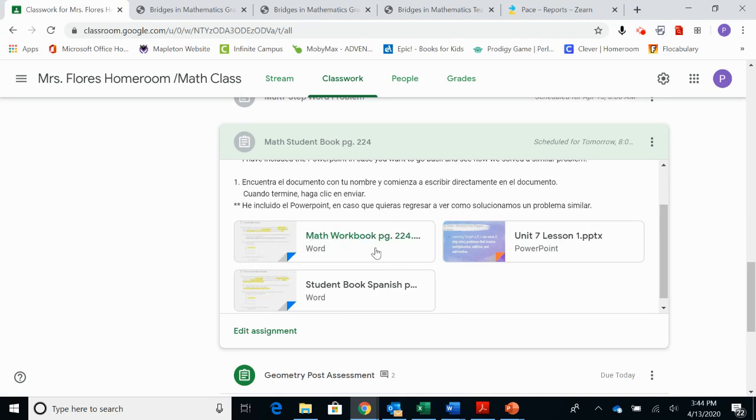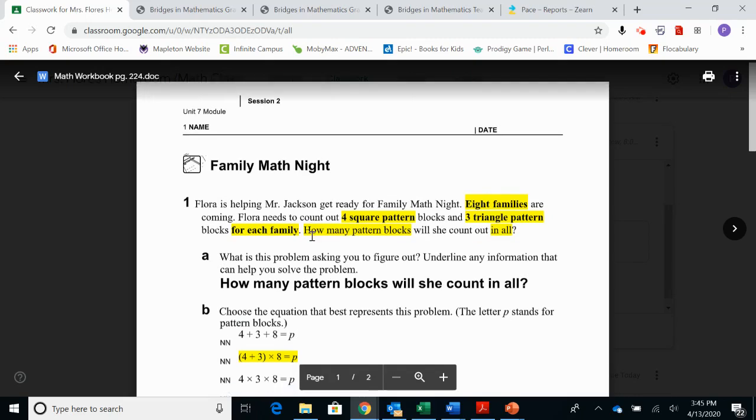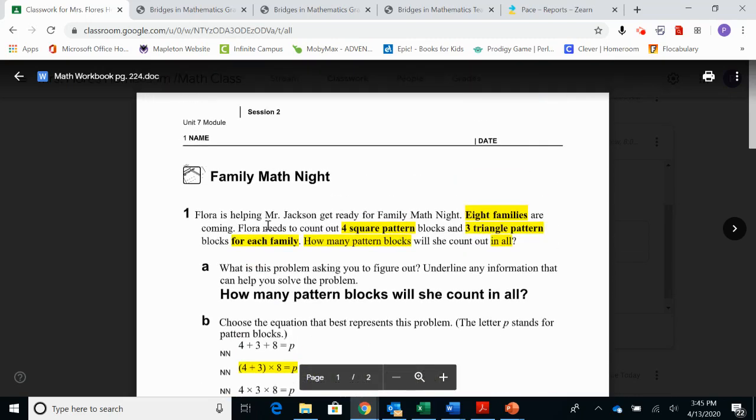So heads up, there is a Spanish student book page here, but only if you need it, type on this one. I mostly did it for Scarlett. So please, for the rest of us, use the English version. So you'll click the student book page. Here I did the first section for you.